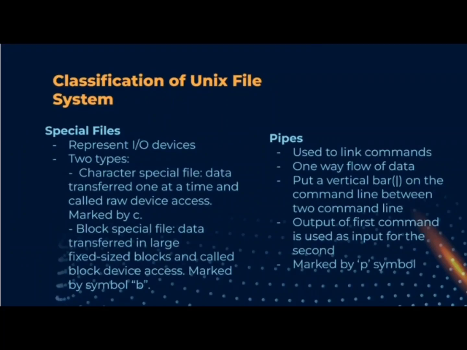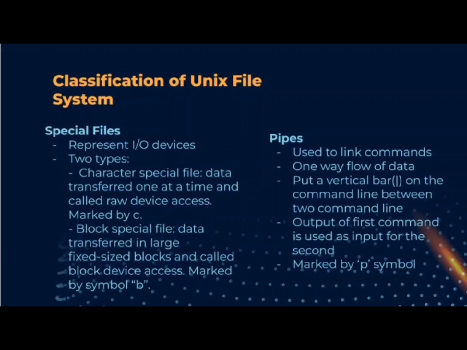And then we have special files. Special files represent IO devices. There are two types of it: character special files, where data is transferred one character at a time, called raw device access, marked by C. And block special files, where data is transferred in large fixed-size blocks, called block device access, marked by the symbol B.